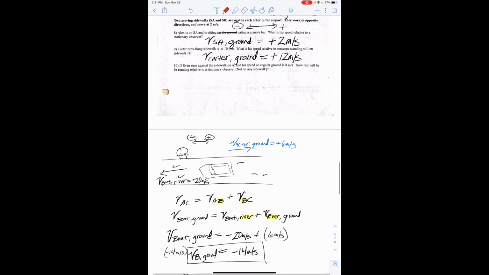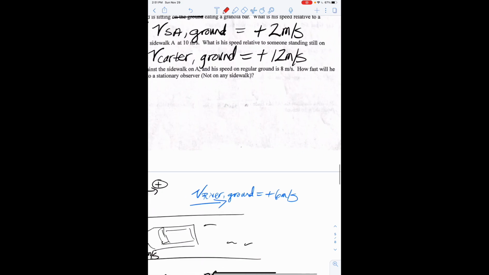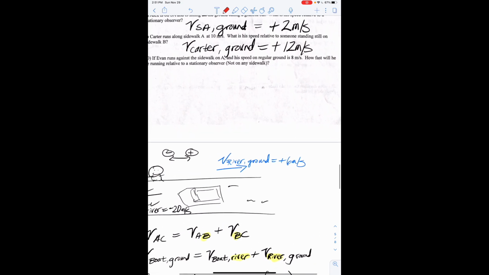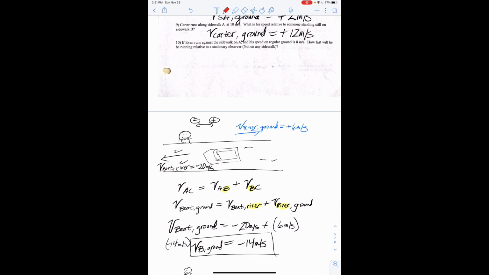Okay, and then finally for number 10, if Evan runs against sidewalk A and his speed on regular ground is 8 meters per second. Now, not relative to the ground. It's not saying that. It's saying his speed on regular ground, speed, no direction, just saying, when he runs normal, he's running at 8 meters per second. So then he gets on sidewalk A, runs in the opposite direction against sidewalk A at 8 meters per second.